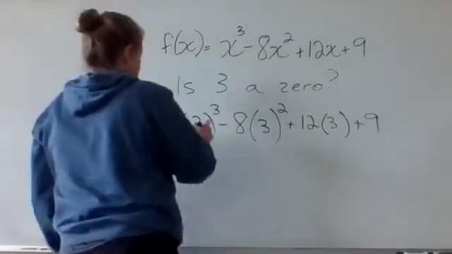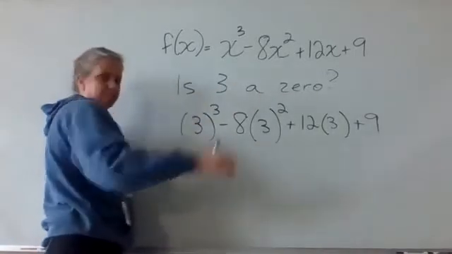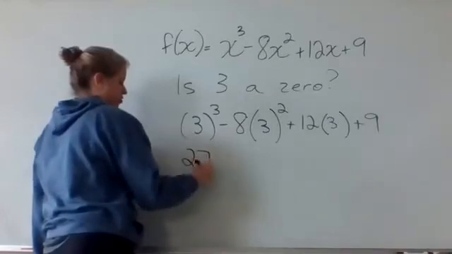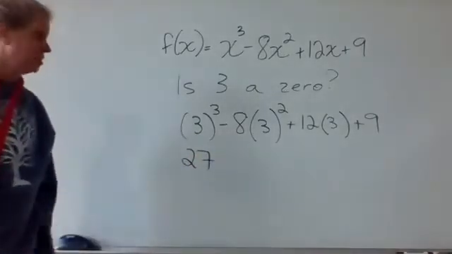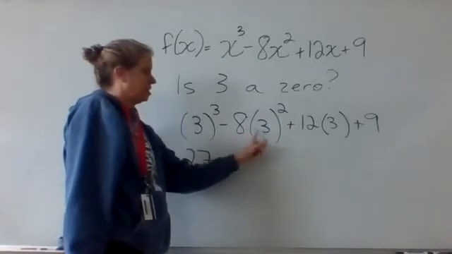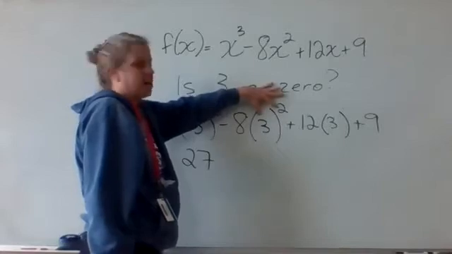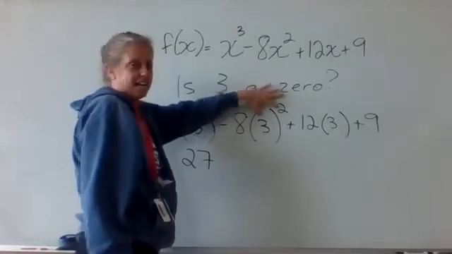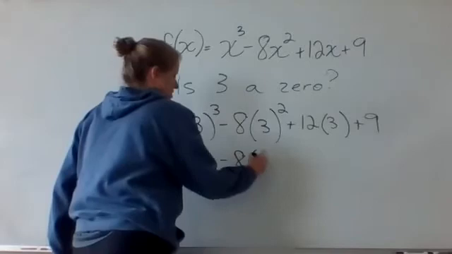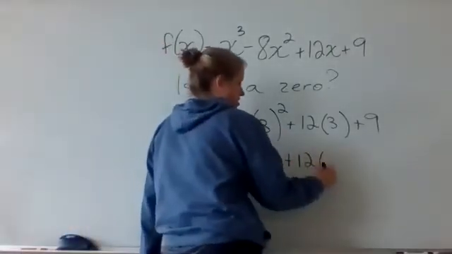So let's do our exponents first. 3 to the third power. That doesn't mean 3 times 3. It means 3 times itself 3 times, which gives me 27. I have to do this exponent before I can do the multiplication, right? You have to follow your order of operations. So this 3 squared turns into 9. So I have minus 8 times 9, and then I'll just bring this all down.